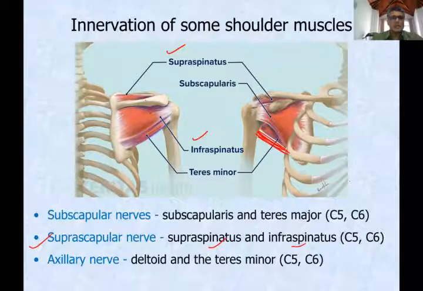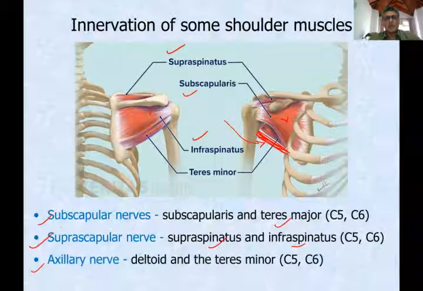Then the subscapular nerves, which you can't see here, are given from the posterior cord. They supply the subscapularis muscle, which is this one, and the teres major muscle. Teres major is the new one that I drew here. Then the axillary nerve, which is an important nerve, supplies the deltoid and teres minor muscles. Teres minor is seen here in the posterior view.